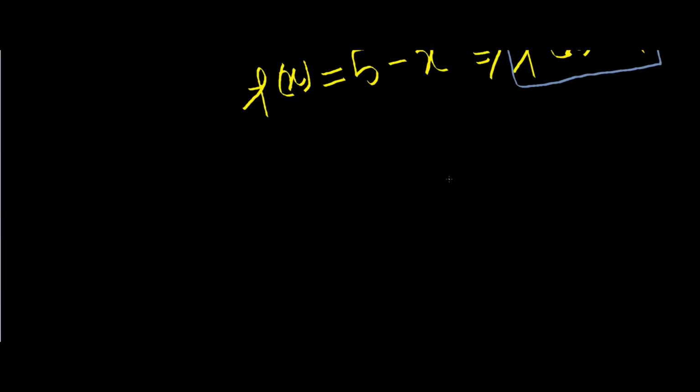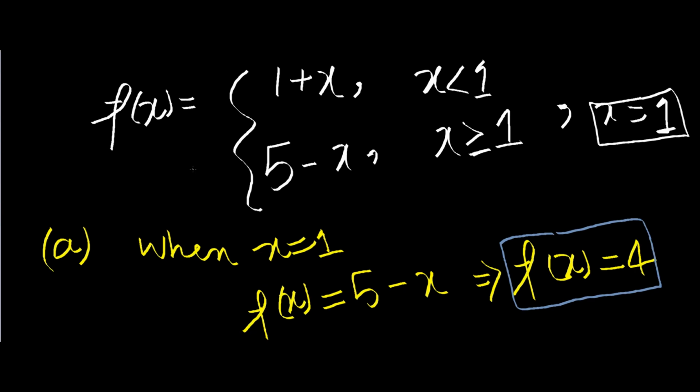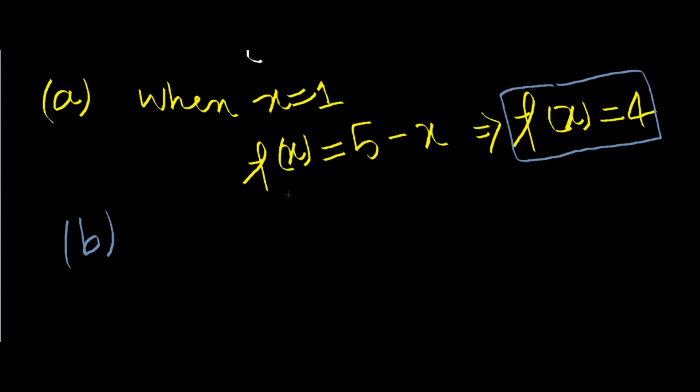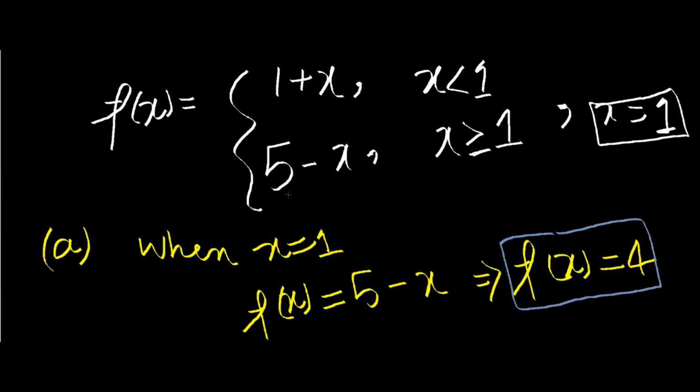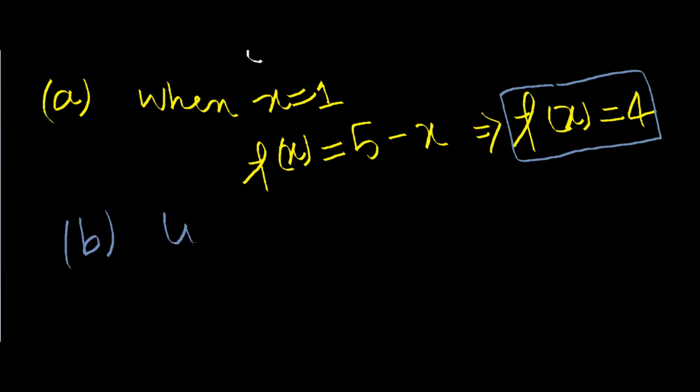Now let's move to the second step. The second step was to find whether the limit exists at this point, at x equals 1. So let's find the limit of the given function at the given point, which is x equals 1. So, the limit as x tends to 1 of f of x.